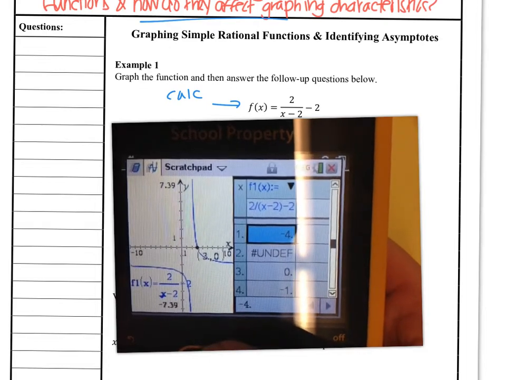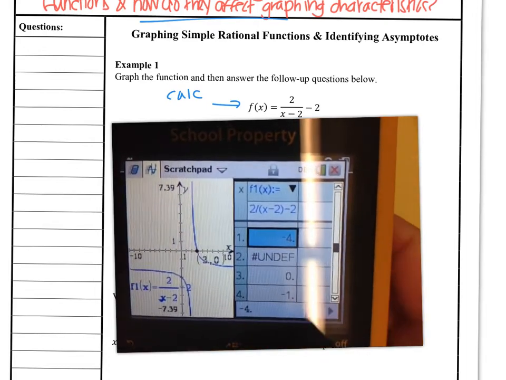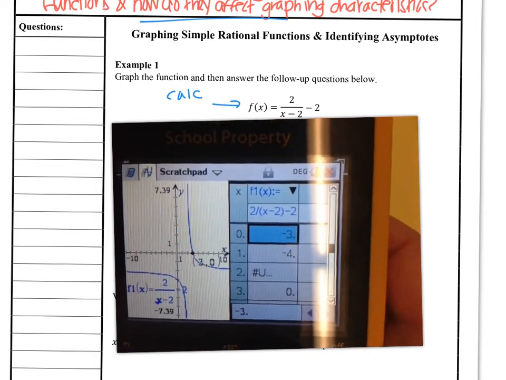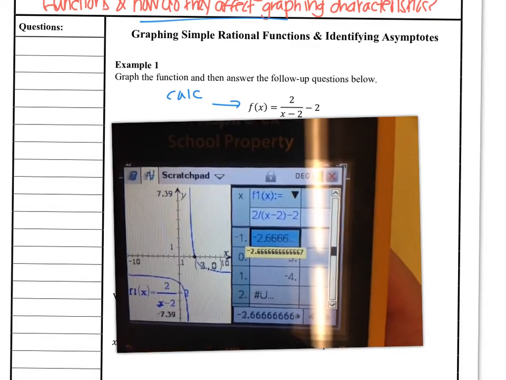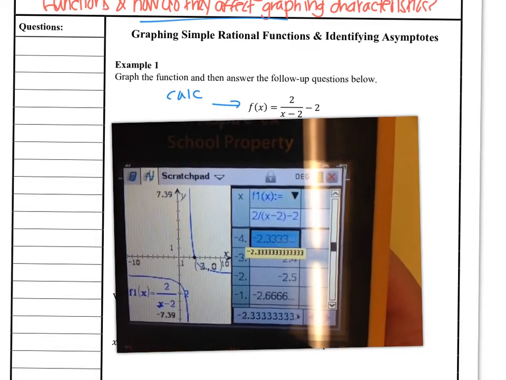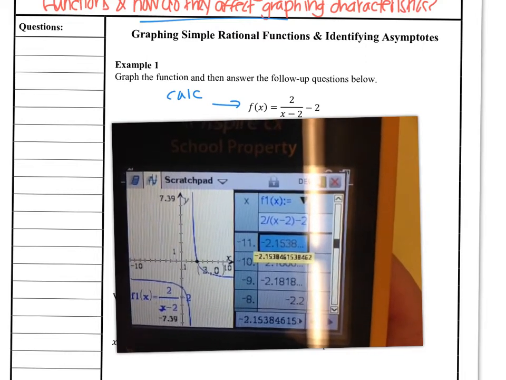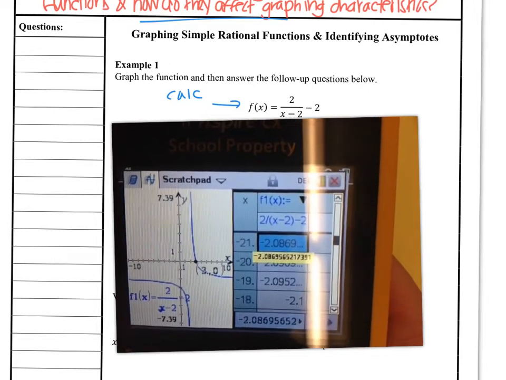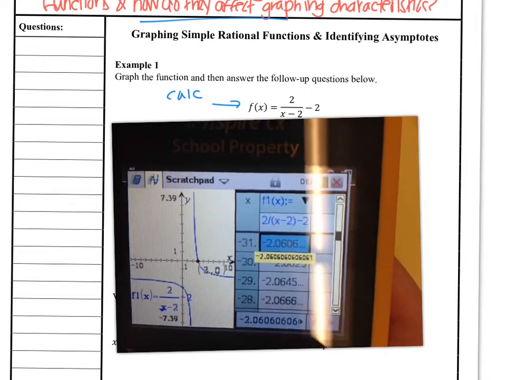So I look here, ooh, that's interesting. At 2 we are undefined. We're going to talk about that in a little bit. I go backwards to where x is 0 and I see negative 3 would give me that y-intercept, 0, negative 3. And then I'm just going to go backwards a little bit and see what we notice happening here. We're getting really close to negative 2 and closer and closer, but it looks like we're never hitting negative 2.